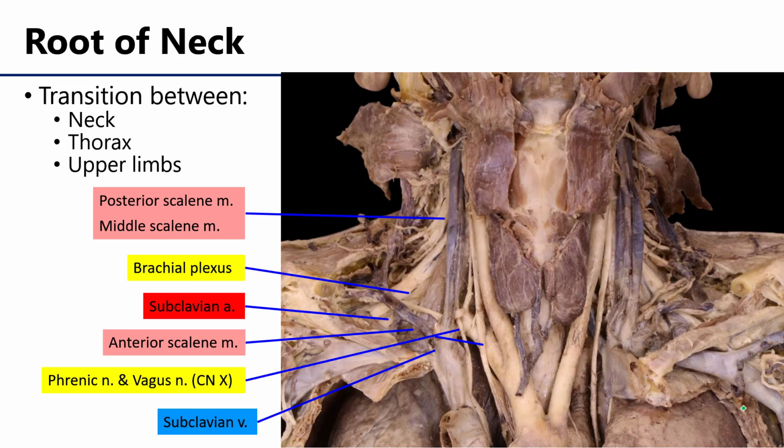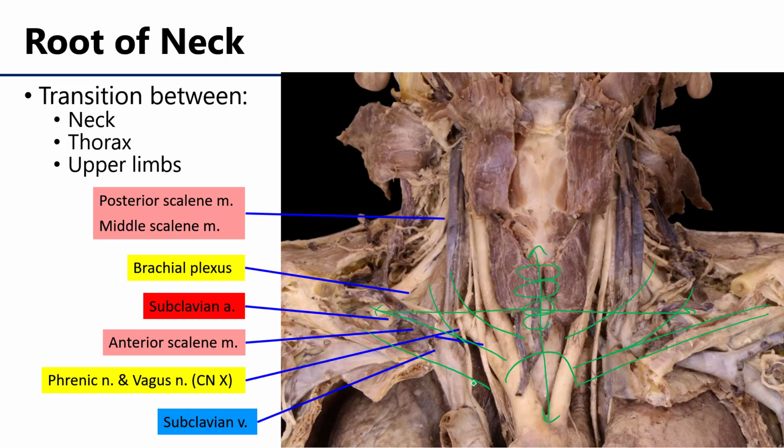The root of the neck is the inferior or proximal part of the neck that serves as a transition between the neck and the mediastinum of the thorax and these regions with the upper limbs. So when we think about the osteology of these structures, I think about the lower set of cervical vertebrae. I think about the first ribs and to a certain extent the second ribs. I think about the manubrium of the sternum, and I think about the clavicles.